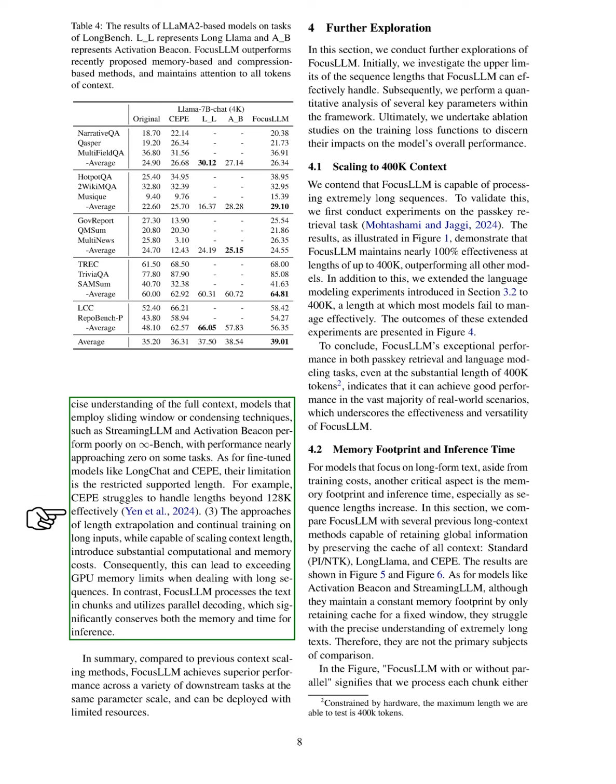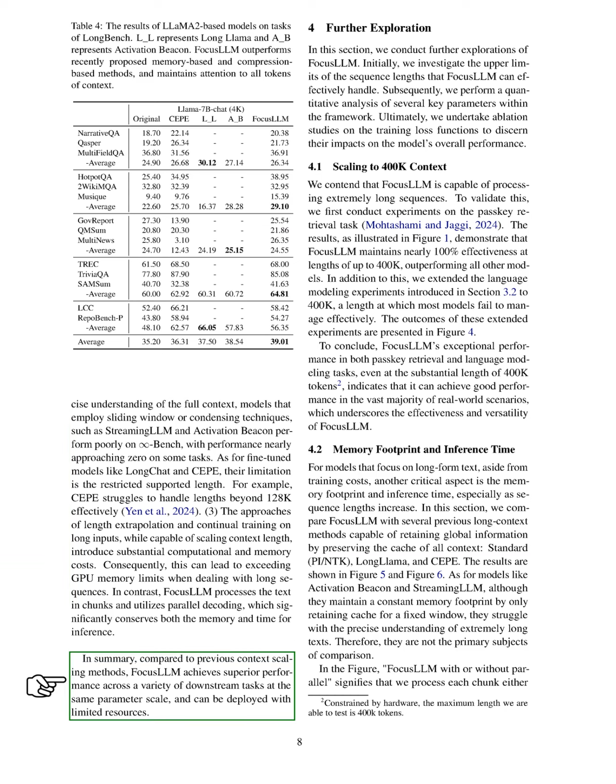While methods for length extrapolation and continual training can scale context length, they incur high computational and memory costs, risking GPU memory limits. In contrast, FocusLLM processes text in chunks and employs parallel decoding, conserving memory and time during inference. Overall, FocusLLM demonstrates superior performance across various downstream tasks at the same parameter scale and can be deployed with limited resources.